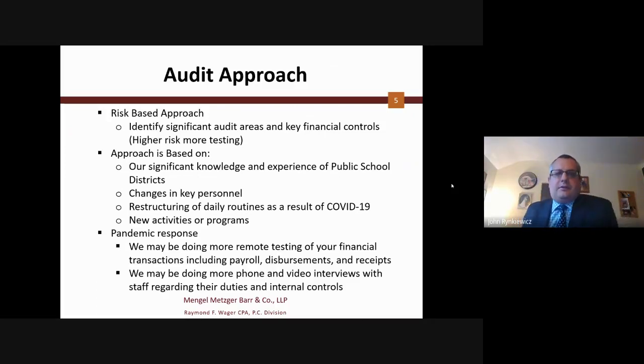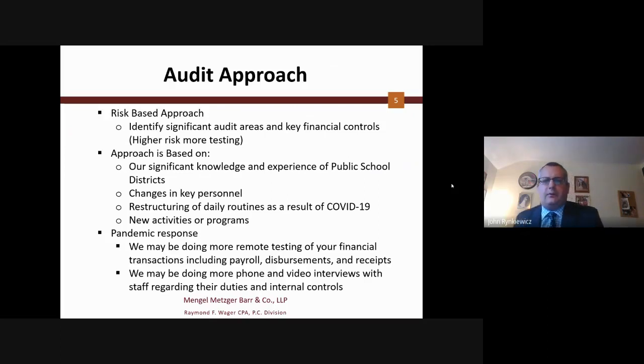Our audit approach. This is a little bit different this year, and our approach varies every year because we take a look at what areas of risk exist in the district and design our testing to basically address those risks. Basically, the big story this year is really going to be the result of the pandemic and what things have changed as far as the district, how it operates, at least since March. And that will impact our audit.